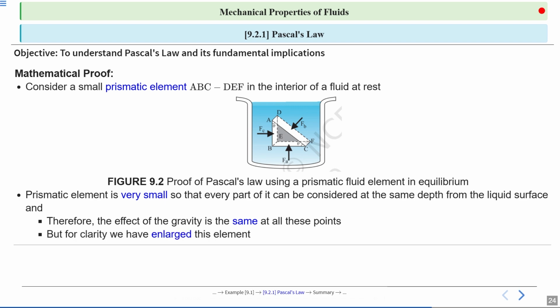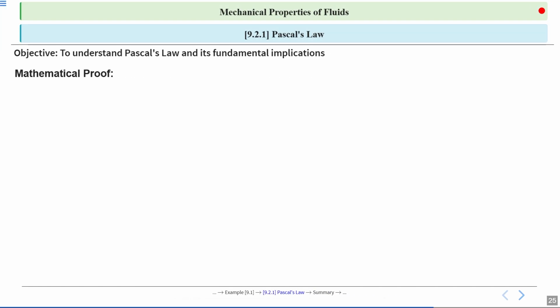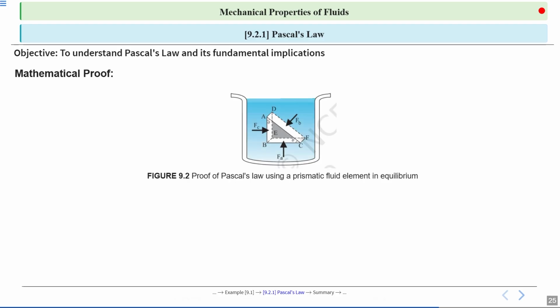For clarity, we have enlarged the prismatic element in our figure 9.2. This enlargement helps us visualize the forces acting on it more clearly. So, let's take a look at figure 9.2, which shows a prismatic fluid element in equilibrium.